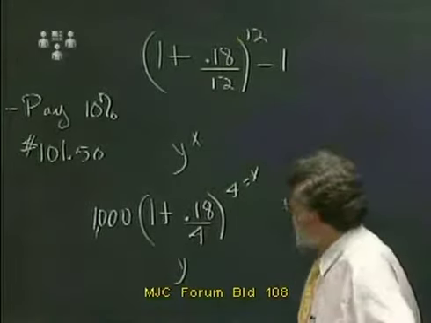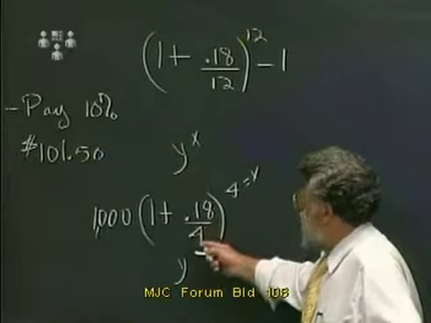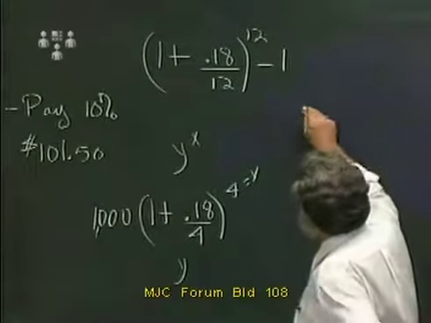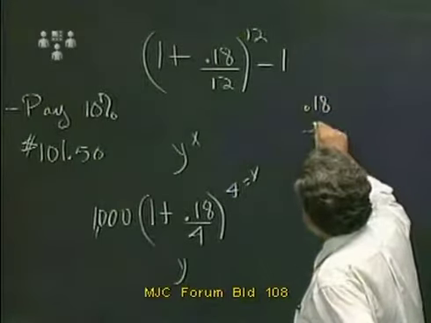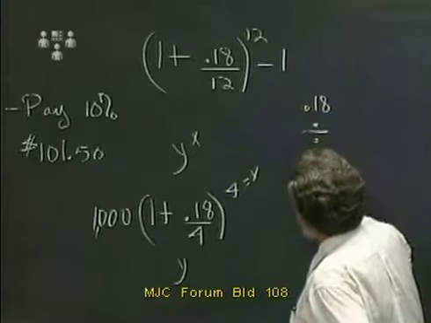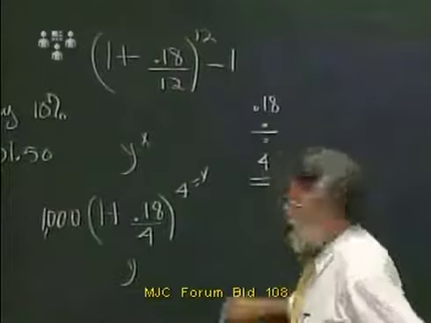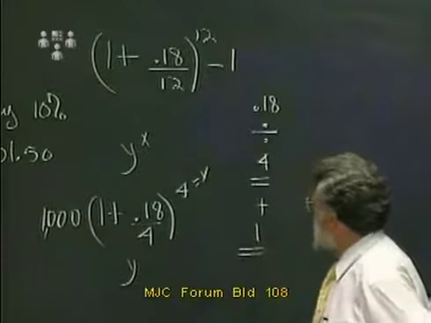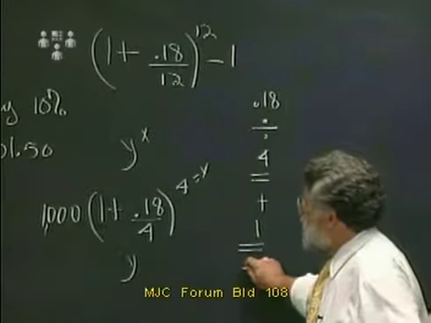Turn the calculator on, take your 0.18, divide it by 4, add 1, equals. If you need the sequence, 0.18 divided by 4. Usually I hit an equal sign here, and then I just hit plus 1 equals. And so that's going to give me the y value. And what do you get here?